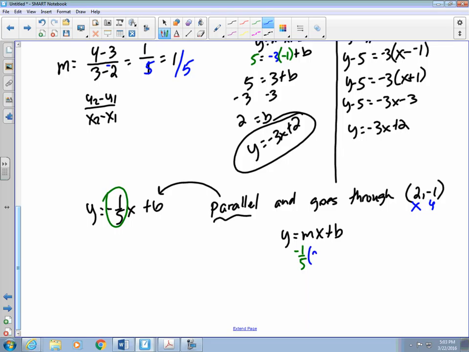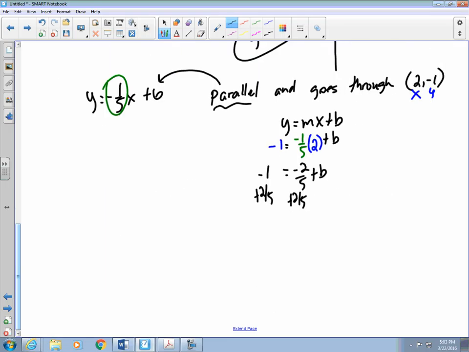So when the input is 2, I get an output of negative 1. And we can see what the b is and write the function. Now, so we got negative 2/5, then we add 2/5. So negative 1 plus 2/5 is negative 3/5. So then you can write your function. y equals negative 1/5 x minus 3/5.